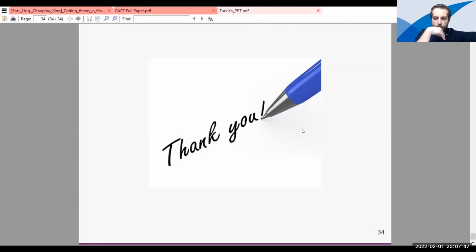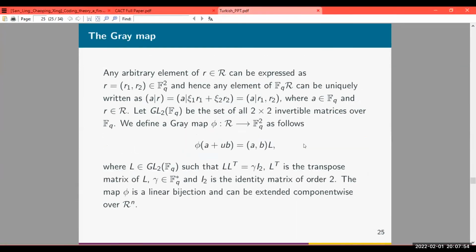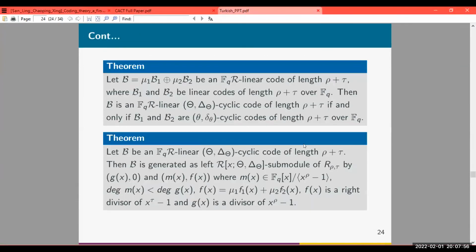What about the generator polynomial of FqR? Here we can always generate a code B in FqR this way. Here f(x) is the generating polynomial for this code B, that is the FqR linear code. f(x) is mu1 f1(x) plus mu2 f2(x), where f(x) is the right divisor of x to the power tau minus 1 and g(x) is the divisor of x to the power rho minus 1. It is generated by the form m(x) f(x).